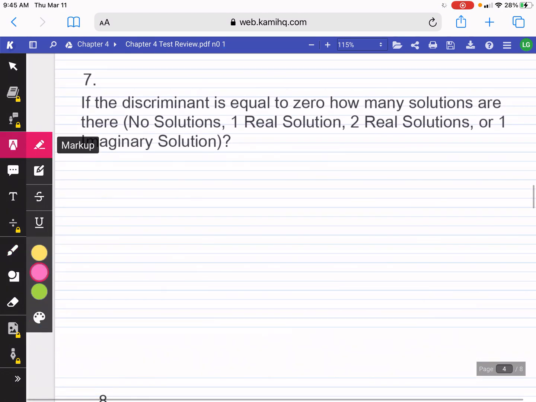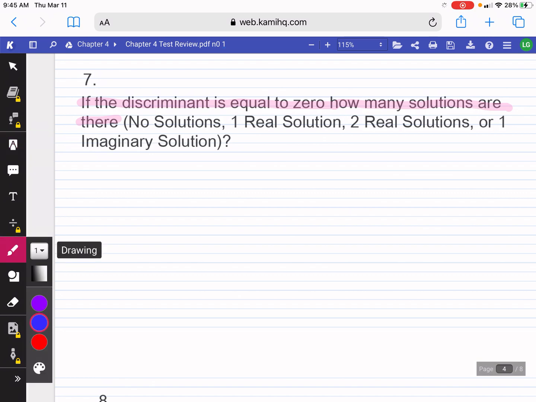Here it says, if the discriminant is equal to 0, how many solutions are there? Well, we learned that a 0 discriminant is going to have, on the graph, 1 real solution.